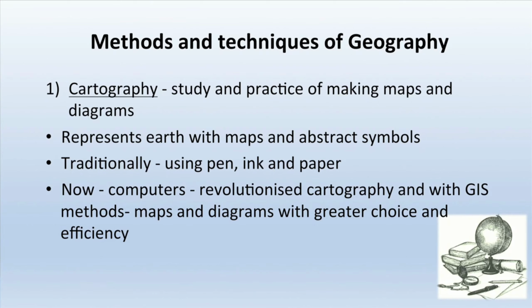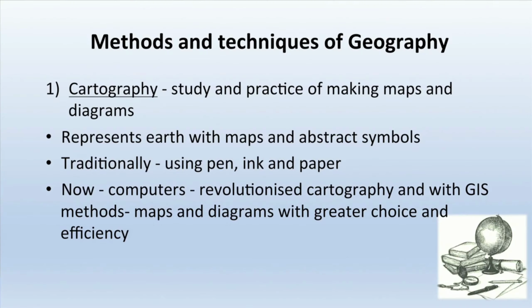Traditionally, cartography was done using pen, paper and ink. But now, since very advanced computers are there, it has revolutionized cartography, with GIS methods. GIS means Geographical Information System. With GIS systems, we have maps and diagrams with greater choice and efficiency. Now, commercial quality maps are also there, which use highly efficient software for making maps, and they are used for commercial purposes. What are the main types of maps and cartography that are being used these days?